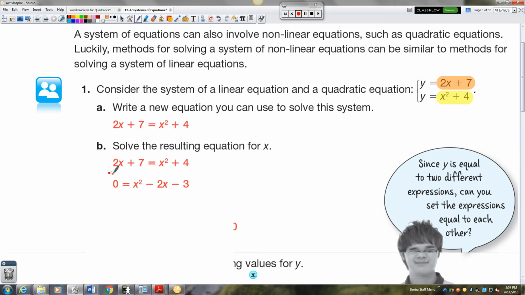They subtracted 2x and 7 from both sides. It's terrible to have to write with the mouse. And they get 0, because these terms cancel out right here, equals x squared minus 2x, and then a plus 4 and a minus 7 equals a minus 3.